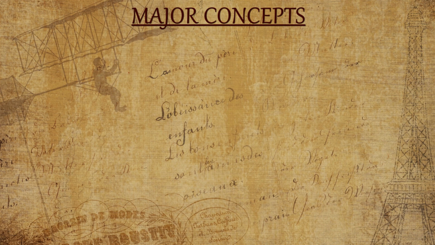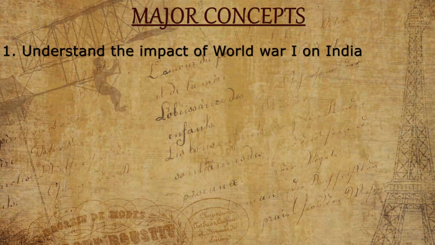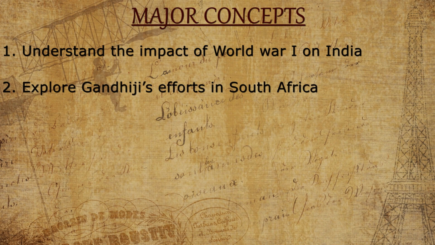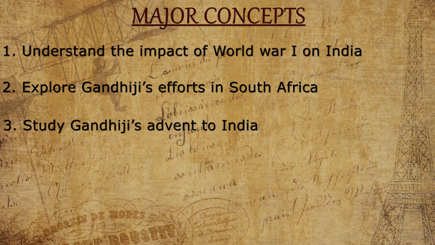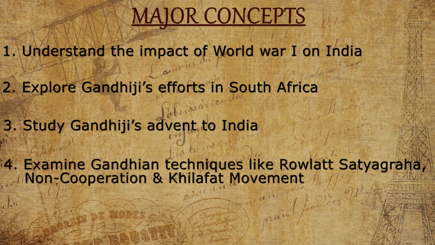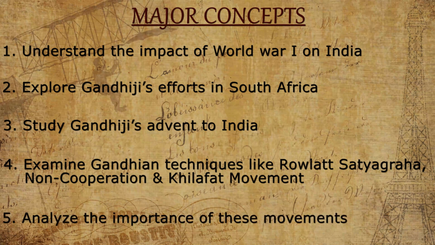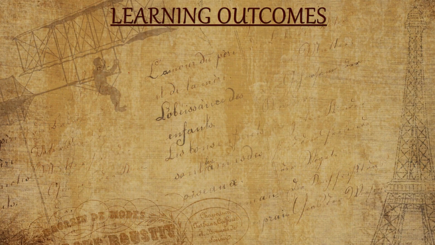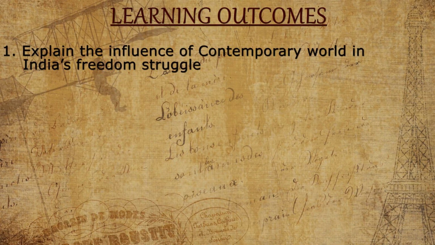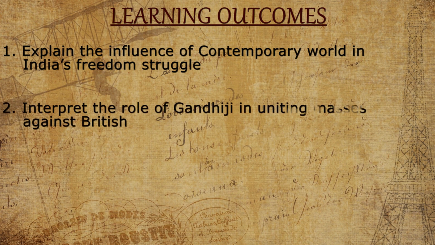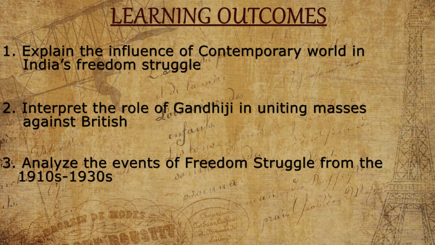The major concepts of today's lesson are to understand the impact of World War I on India, explore Gandhiji's efforts in South Africa, study Gandhiji's advent to India, examine the movements like Rowlatt Satyagraha, non-cooperation and Khilafat movement, and analyze the importance of these movements. After studying today's lesson, you will be able to explain the influence of the contemporary world on India's freedom struggle, interpret the role of Gandhiji in uniting masses against the British, and analyze the events of the freedom struggle from the 1910s to the 1930s.